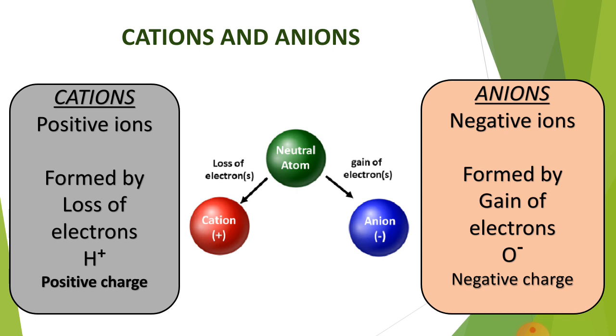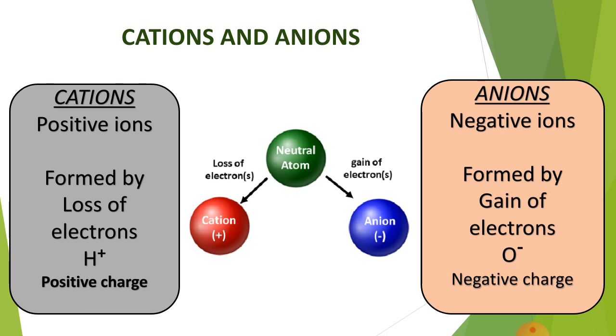Cations and anions. On the left hand side, it is a gray box which is showing cations. It is having positive ions. When an atom has no charge, it is called a neutral atom. The neutral atom sometimes wants to become more stable. For that, it loses or gains electrons to complete the outermost shell.